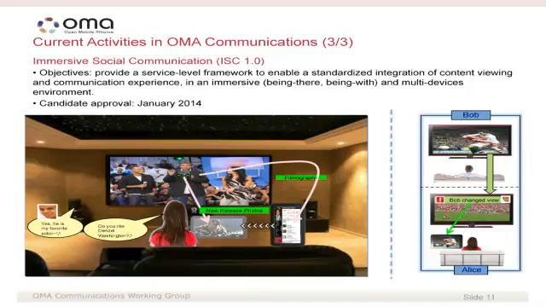Last is a recent activity that has started in OMA communication: immersive social communication. Here the goal is, so far it has been mainly communication between person to person. Now the focus is expanding this communication aspect to integrate the viewing experience when you watch, for instance, TV or shows or sports events and so on, and at the same time being able to communicate with others.